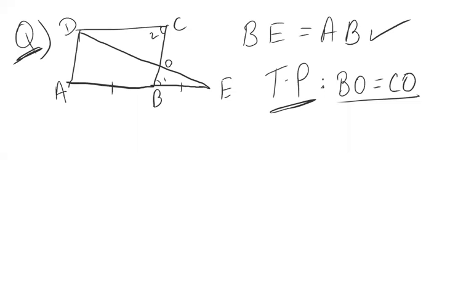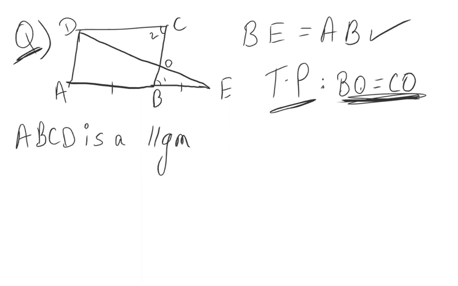So what we need to prove is that BO is equal to CO. That basically we need to prove that ED bisects BC. Okay, so the first step, we'll write that ABCD is a parallelogram. This is short form for writing parallelogram. Okay, so AB is equal to DC, because remember, in a parallelogram opposite sides are equal.